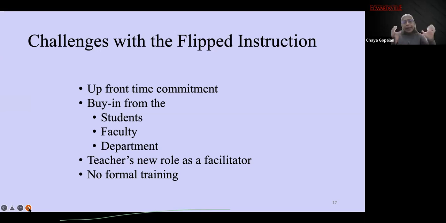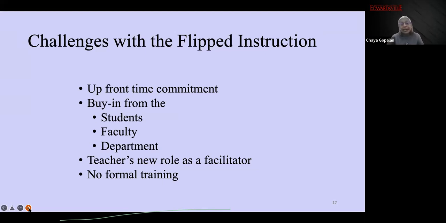Okay, and buy-in from the students and buy-in from you, the faculty, and then a department, institution, they all have to be with you in this new teaching method, okay? So you have to believe in it, first of all. If you don't believe in it, there is no point in you doing it. Don't do it if you don't believe in it, okay? My suggestion. Your students may not like it.